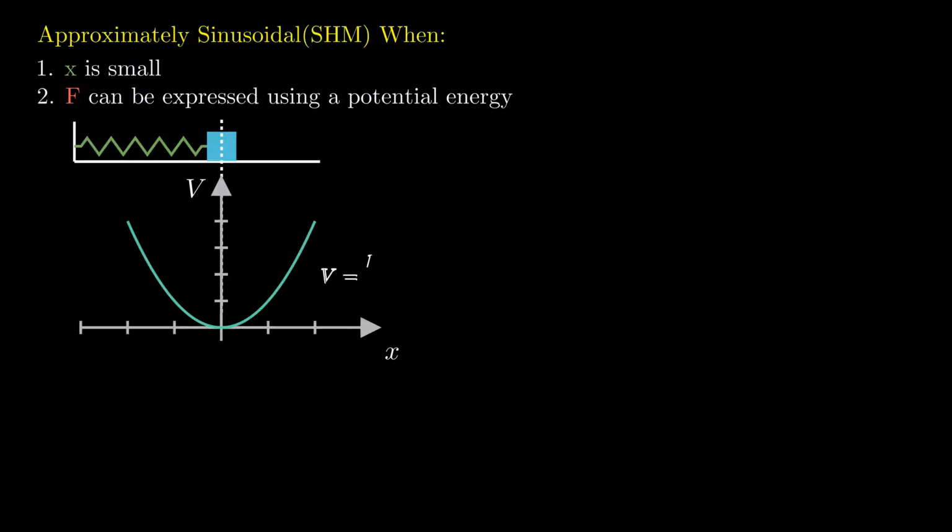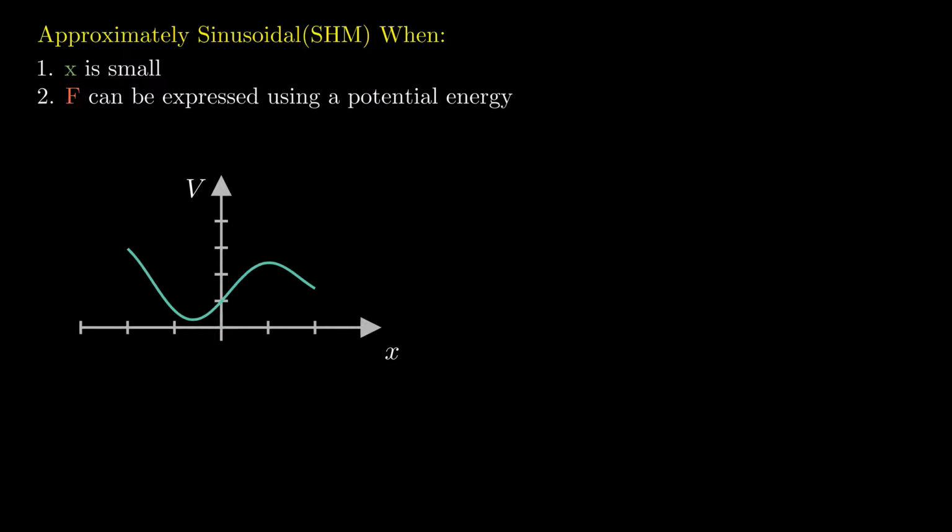The potential energy graph is a parabola which is expressed as kx squared over 2. But what about other systems? In general, other systems would have their own potential energy curves, and the oscillations happen around a stable point. In other words, the minimum potential energy point. For convenience, let's shift the potential energy curve such that the minimum potential energy is at x equals 0. Now, let us approximate the potential energy around x equals 0 using the Taylor-Maclaurin series.